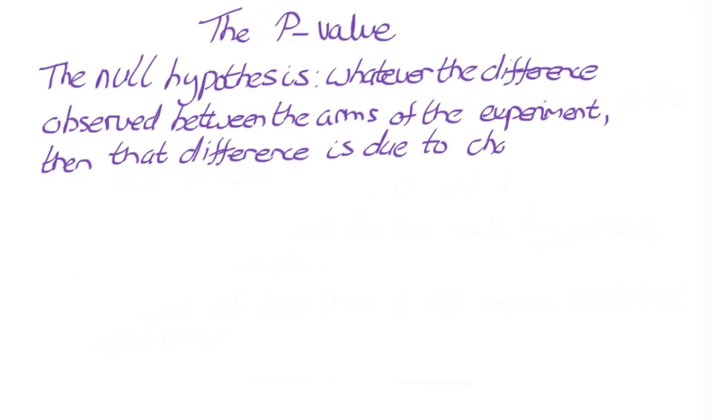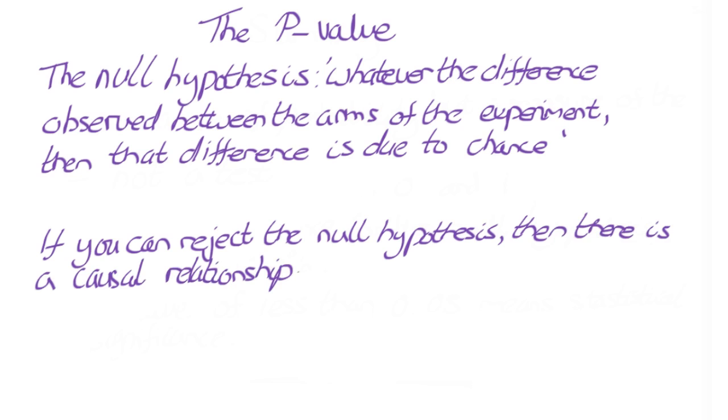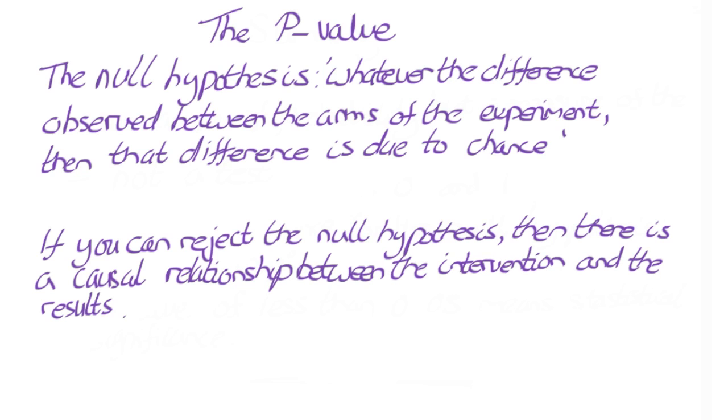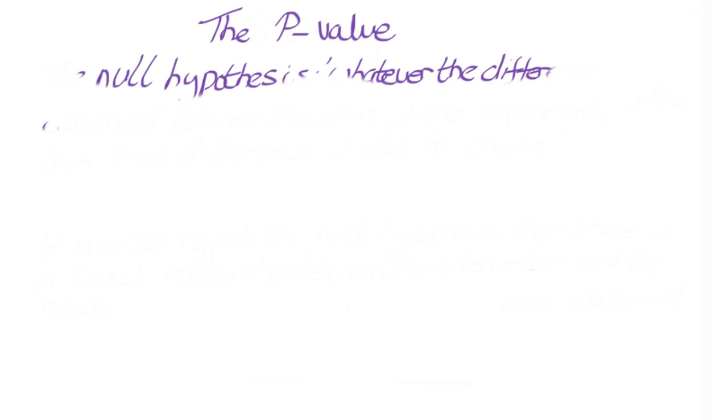If it is possible to reject the null hypothesis, then it can be said that there is a causal relationship between the intervention and the results, i.e. the intervention actually does have a real effect, such as a drug actually causing lower blood pressure across a population. But how do you decide whether you have enough certainty to reject the null hypothesis or not? This is where the p-value comes in.